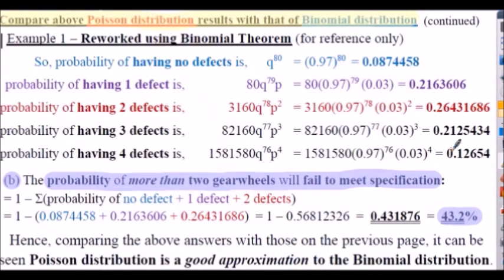So for the parameters given in this particular problem, i.e. large sample size, small probability, and expectation less than 5, we show close correlation between the results from the Poisson distribution compared with the results from the binomial distribution.